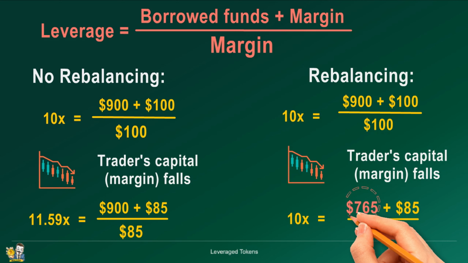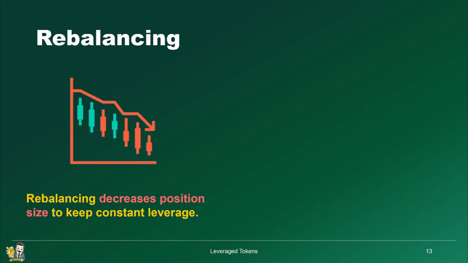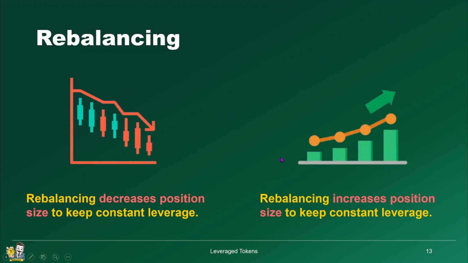The size of the position will therefore decrease, but the leverage will remain constant thanks to this rebalancing. So if the margin goes down, rebalancing decreases position size to keep a constant leverage. In the same way, if margin goes up, rebalancing increases position size to keep a constant leverage. This is what differentiates perps from leverage tokens.